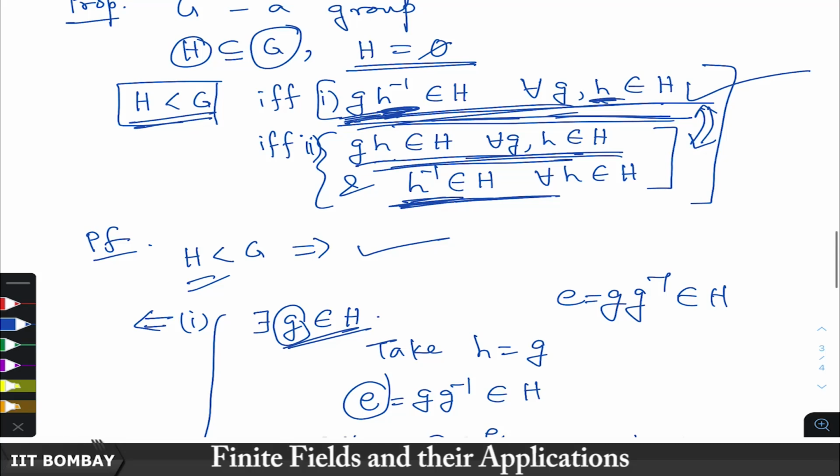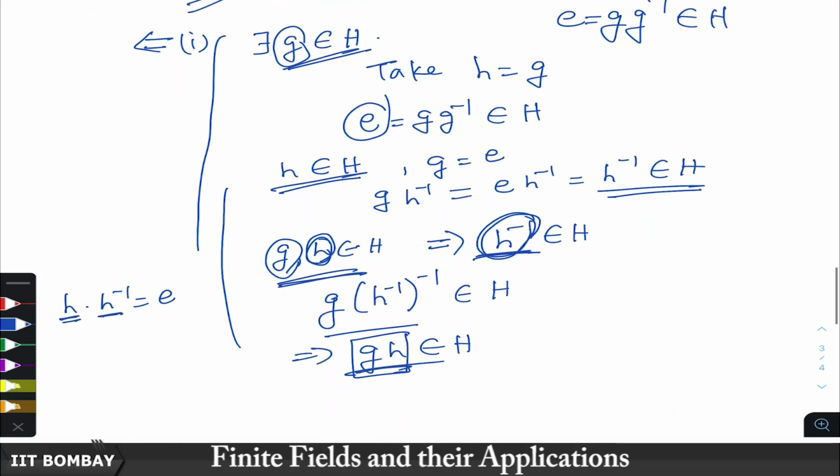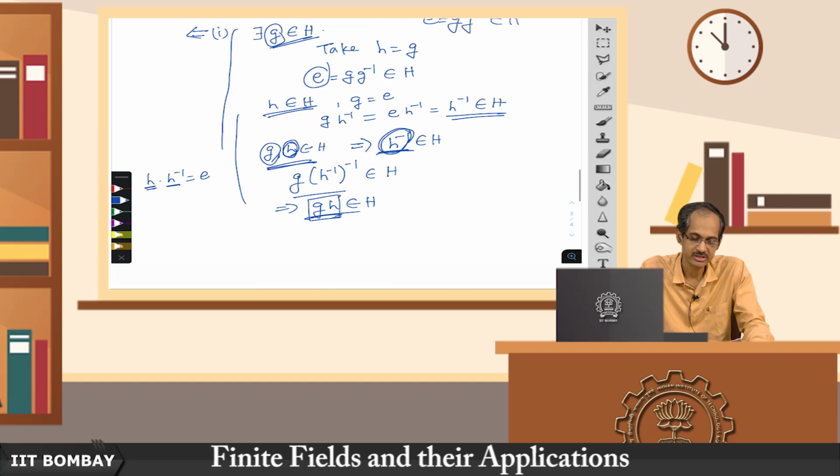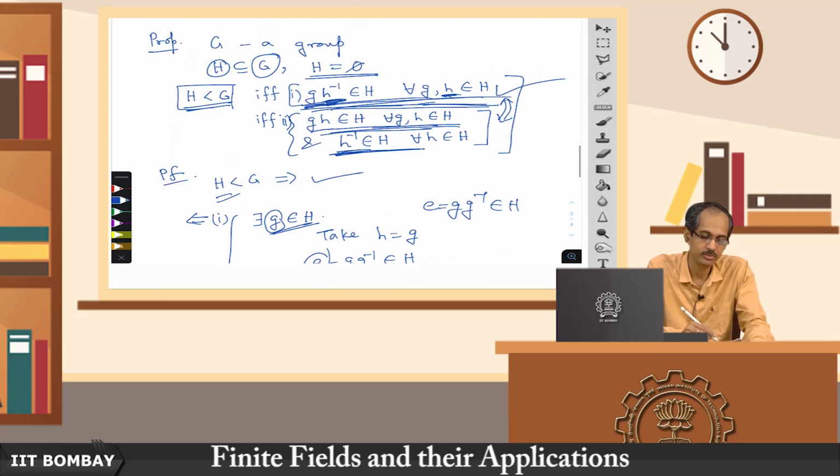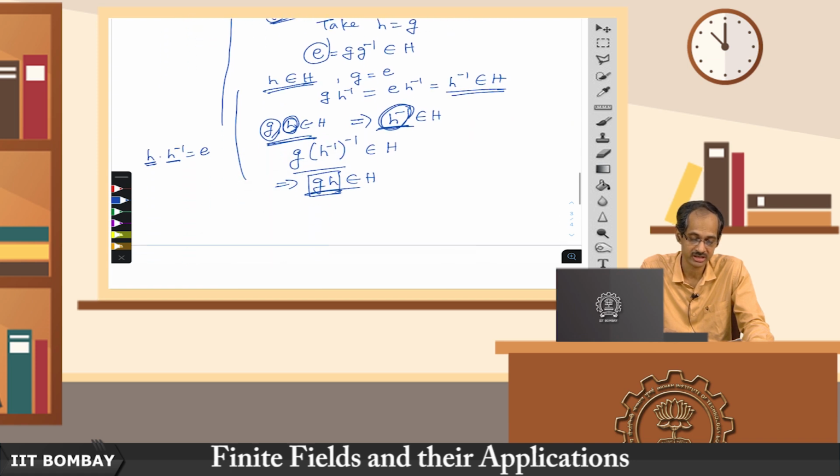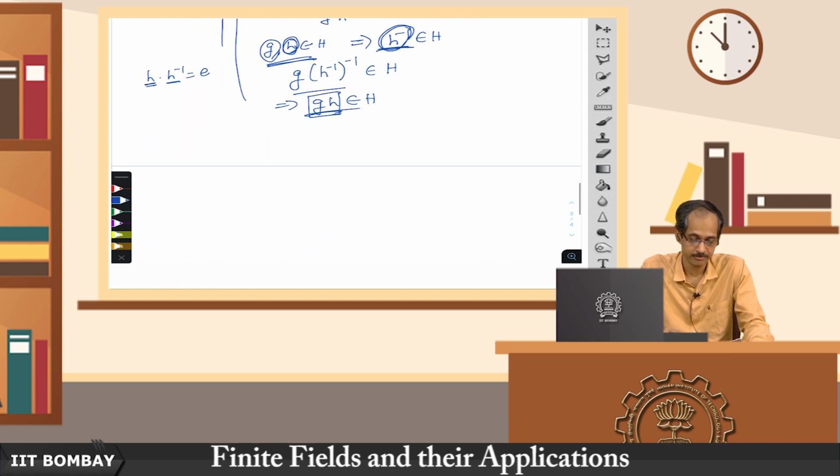Now, as a corollary of this, one can say that if the group is a finite group, then the check becomes even simpler. This inverse need not be checked, you can just check this g h belongs to H for every g and h. Why is that? Because the inverse being in the subgroup follows from finiteness. So, let us see this.